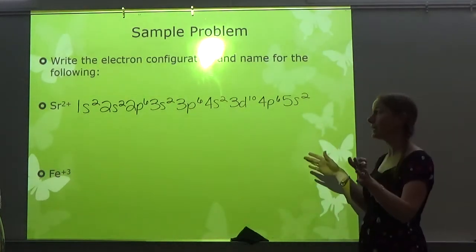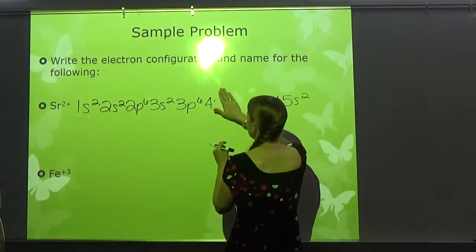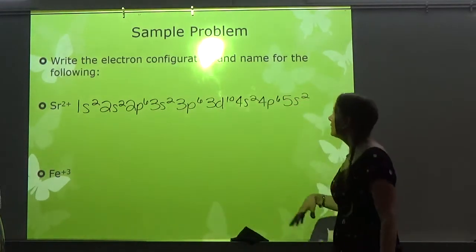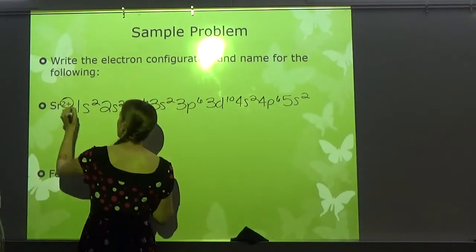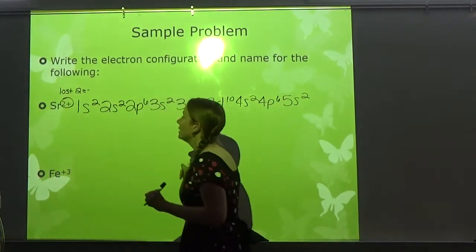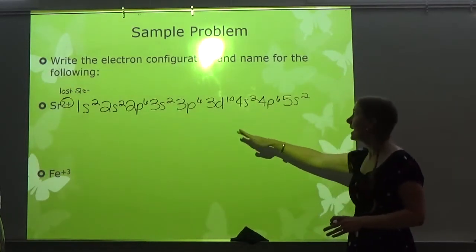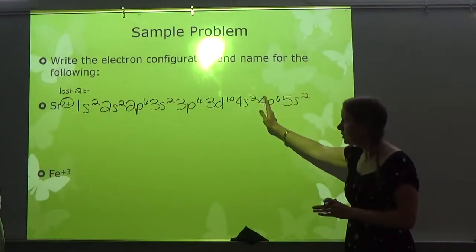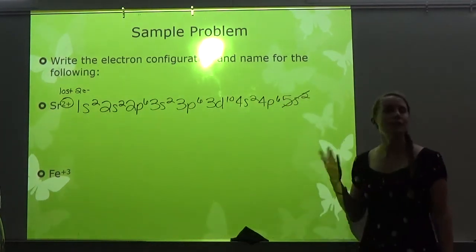Now, of course, before I do anything else, I need to rearrange my 3d and my 4s. So 3d10, 4s2. The last thing I have to do is take into account that it now has a charge. What does a positive 2 charge mean? A positive 2 charge means it lost 2 electrons. So I go to the highest sublevel. You can't just take them from anywhere. I go to the highest sublevel and start removing electrons, and if I need to, I go to the next one. I need to remove 2, so literally I just get rid of 5s2.